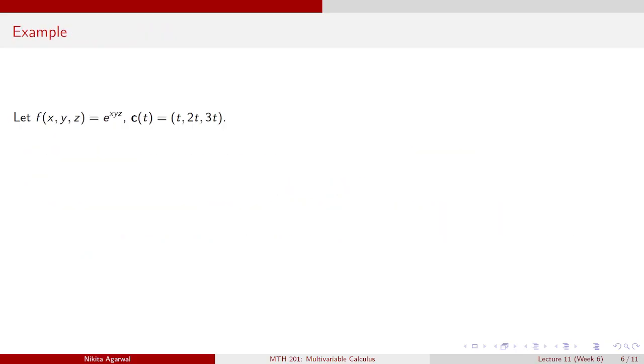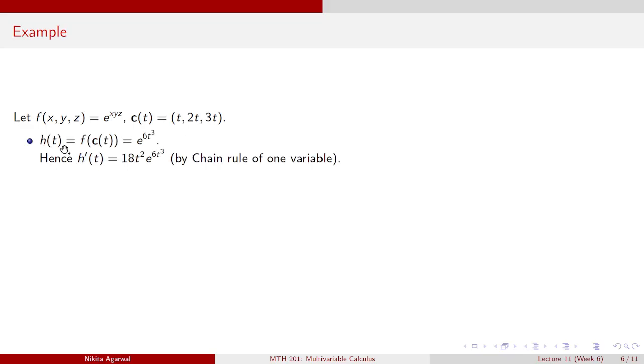Alright. Let us look at this example. Suppose your function f(x,y,z) is e to the xyz and the curve is t, 2t, 3t. What is h(t)? From the previous slide, it is f composed with c at t. So you substitute these coordinates x equal to t, y equal to 2t and z equal to 3t in this function. You get e to the 6t cube. So if you take the derivative of this function, by chain rule you get 18t square times e to the 6t cube.